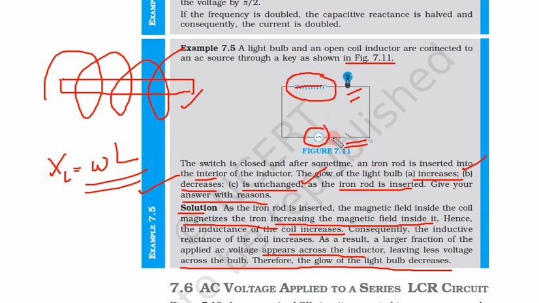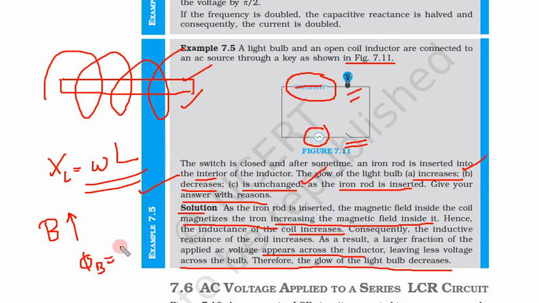Let us understand it another way. We know as we insert this iron rod, the inductance of the coil will increase. So the magnetic field will increase, and the magnetic field will increase the flux because the current is the same. When we insert the iron rod, this magnetic field will increase. When this magnetic field increases, this phi B, that means the flux, will also increase.